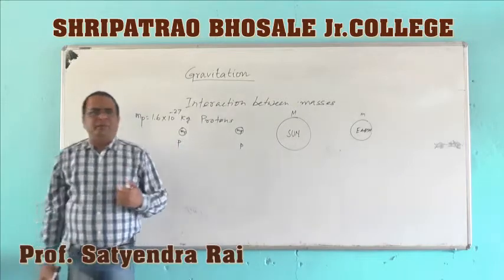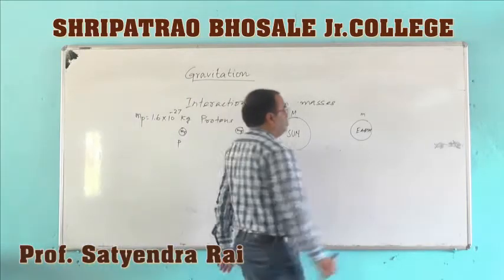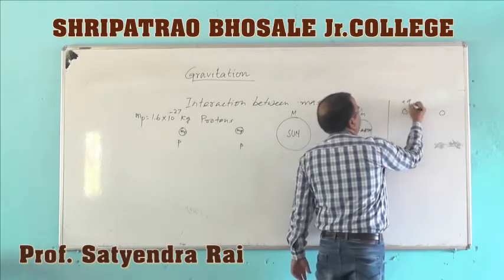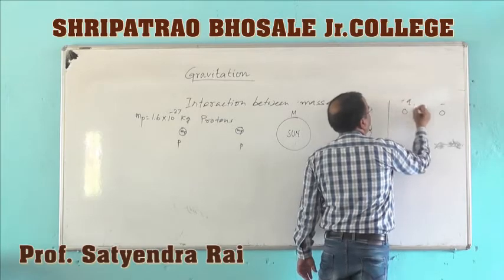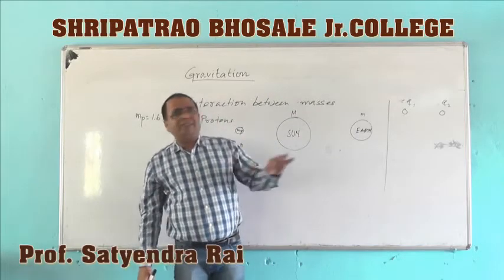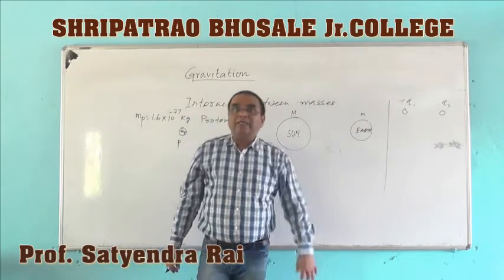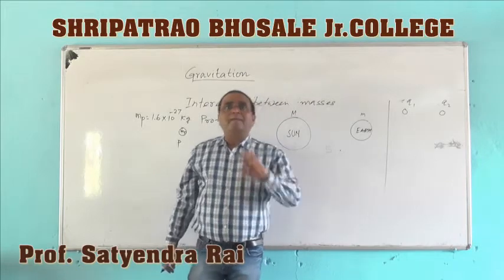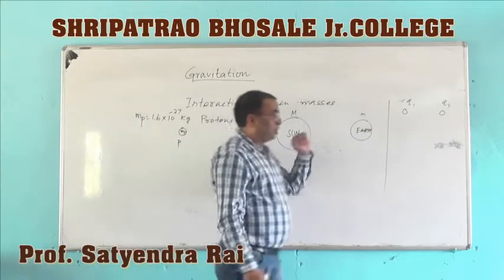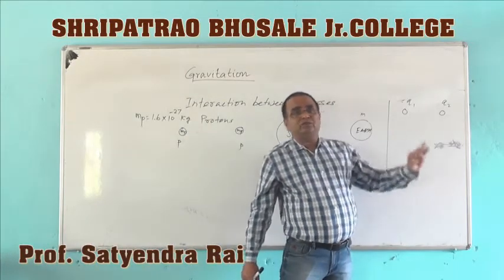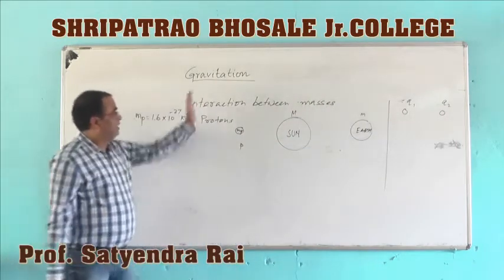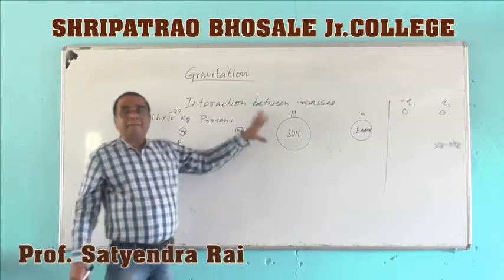In electrostatics, if you remember, we discussed that two charged particles having charges Q1 and Q2 interact with each other. This interaction is electrostatic interaction, and it is because of the charge on the particles. Neutral particles don't interact electrostatically. So electrostatic interaction is due to the charges on the bodies. Similarly, gravitational interaction is because of the masses.